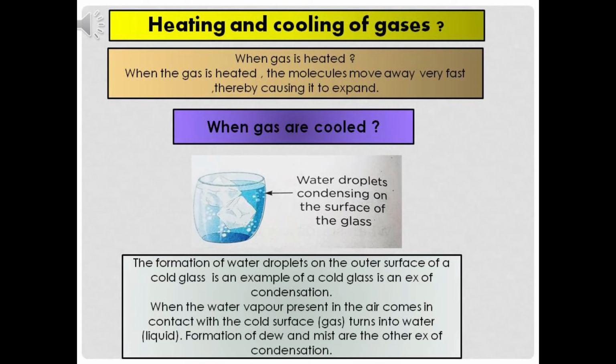When a glass is cold, this is an example: water droplet condensation on the surface of the glass. The formation of droplets on the outer side of a cold glass is an example of condensation. When water vapor present in the air comes in contact with the cold surface, gas turns into liquid. Formation of dew and mist are other examples of condensation.